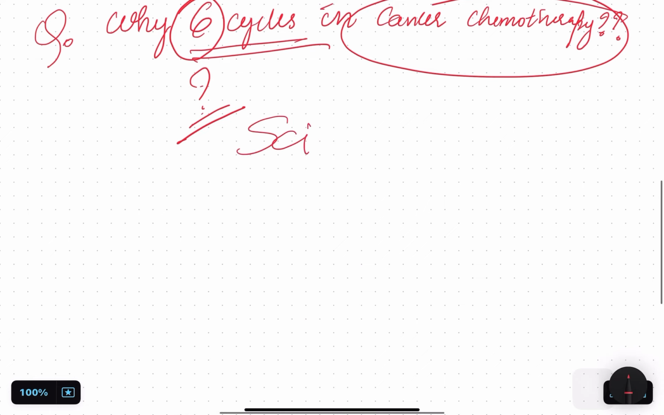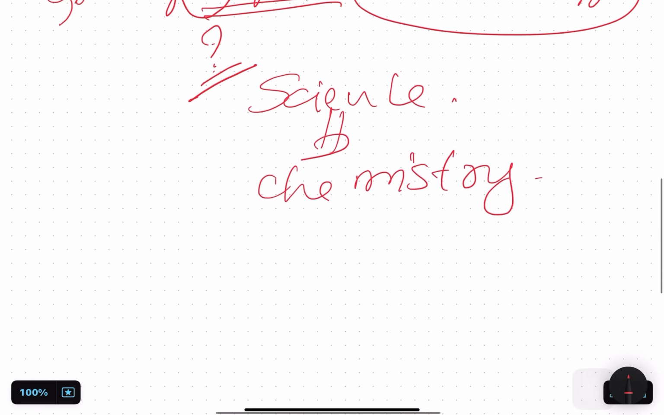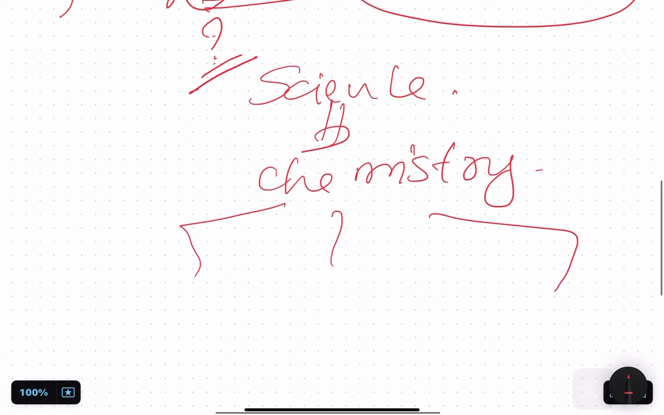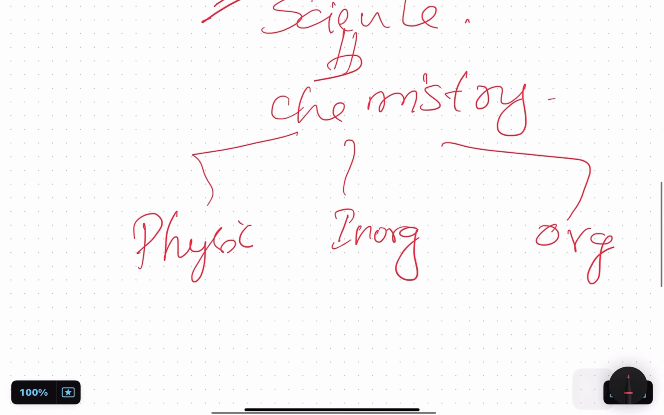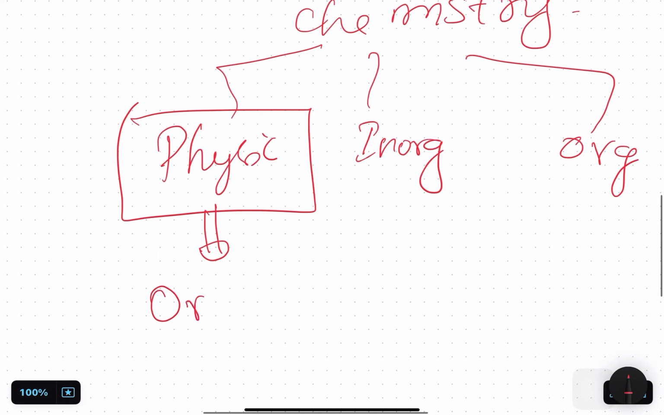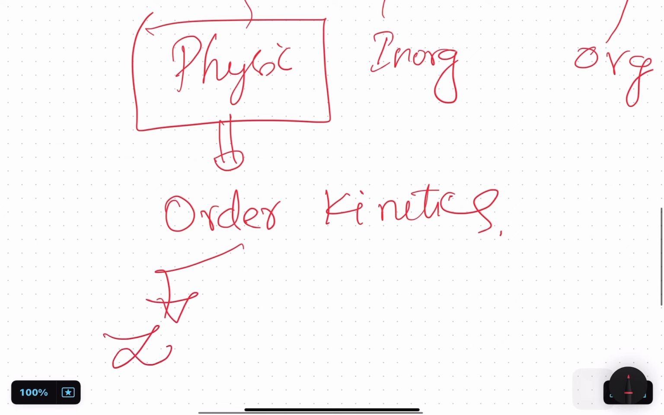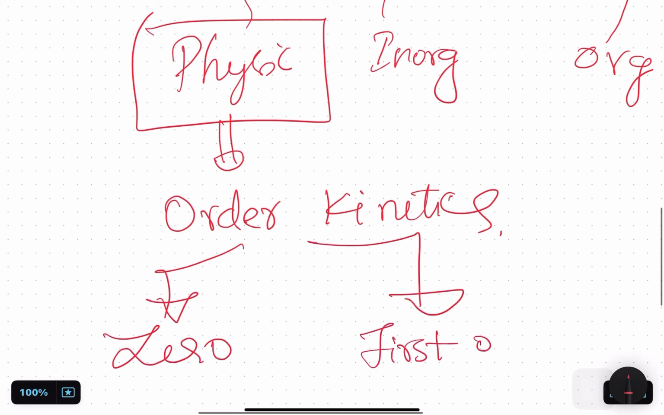I know in 12th you had studied science, and in science you had something called chemistry. Let me start from the very basics so that you don't forget. You had physical chemistry, inorganic chemistry, and organic chemistry. In physical chemistry, you studied something called order kinetics. So what order kinetics do you know of? That is zero order kinetics and first order kinetics.